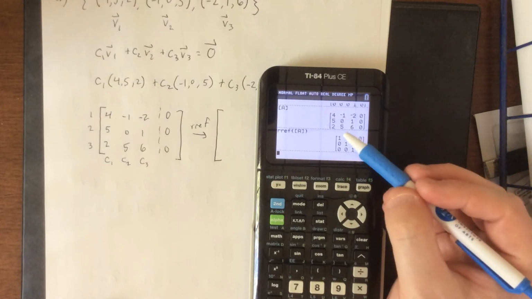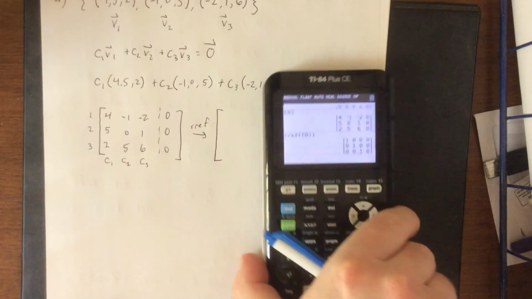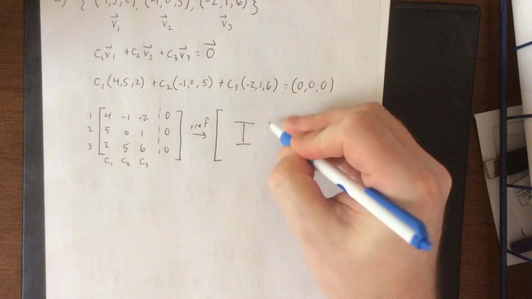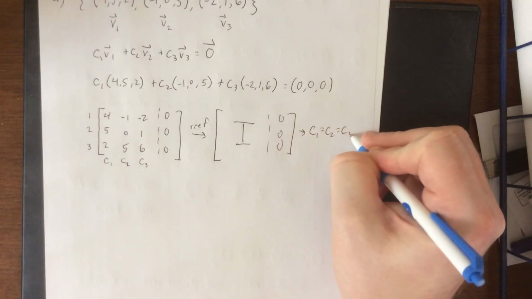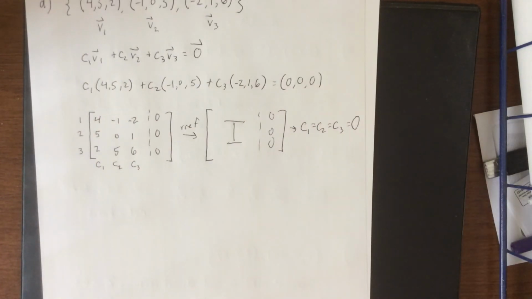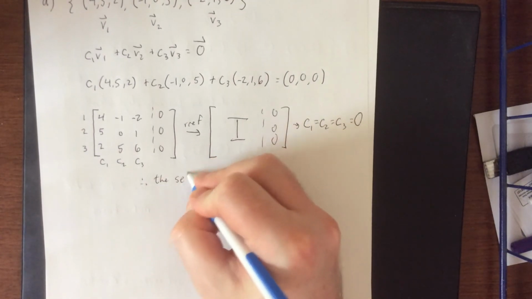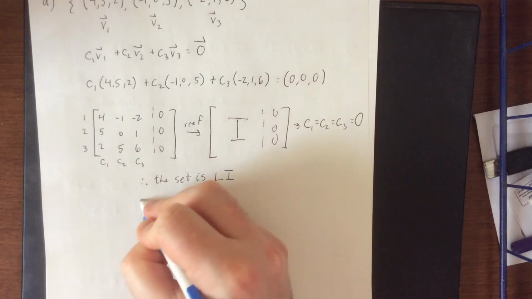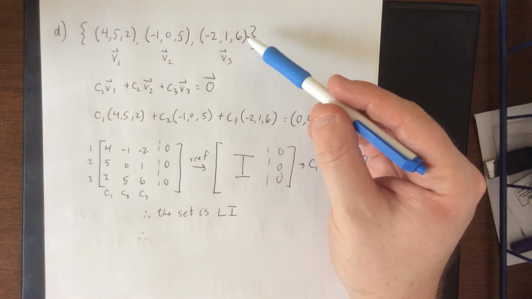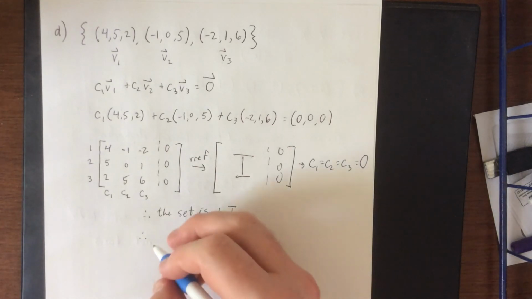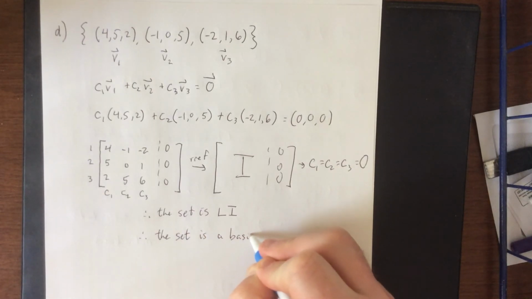And we see that we wind up with the identity matrix to the left of the augment, and the augment itself is simply a bunch of zeros. This implies that C1, C2, and C3 are all equal to 0. Because only the trivial solution exists for this, we can conclude, therefore, the set is linearly independent, and there is a theorem that states when you have the same number of vectors as the dimension of the space, then if the set is linearly independent, it is automatically a spanning set. Therefore, the set is a basis. Hooray!